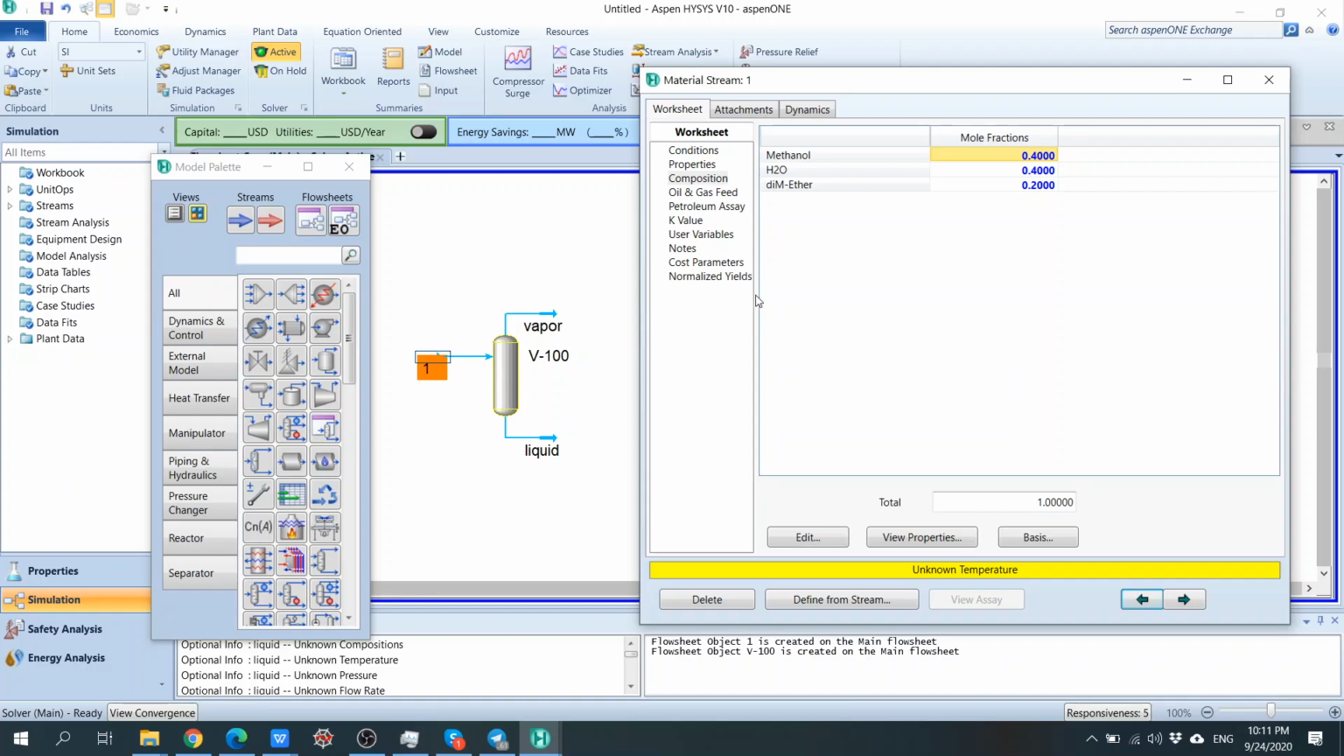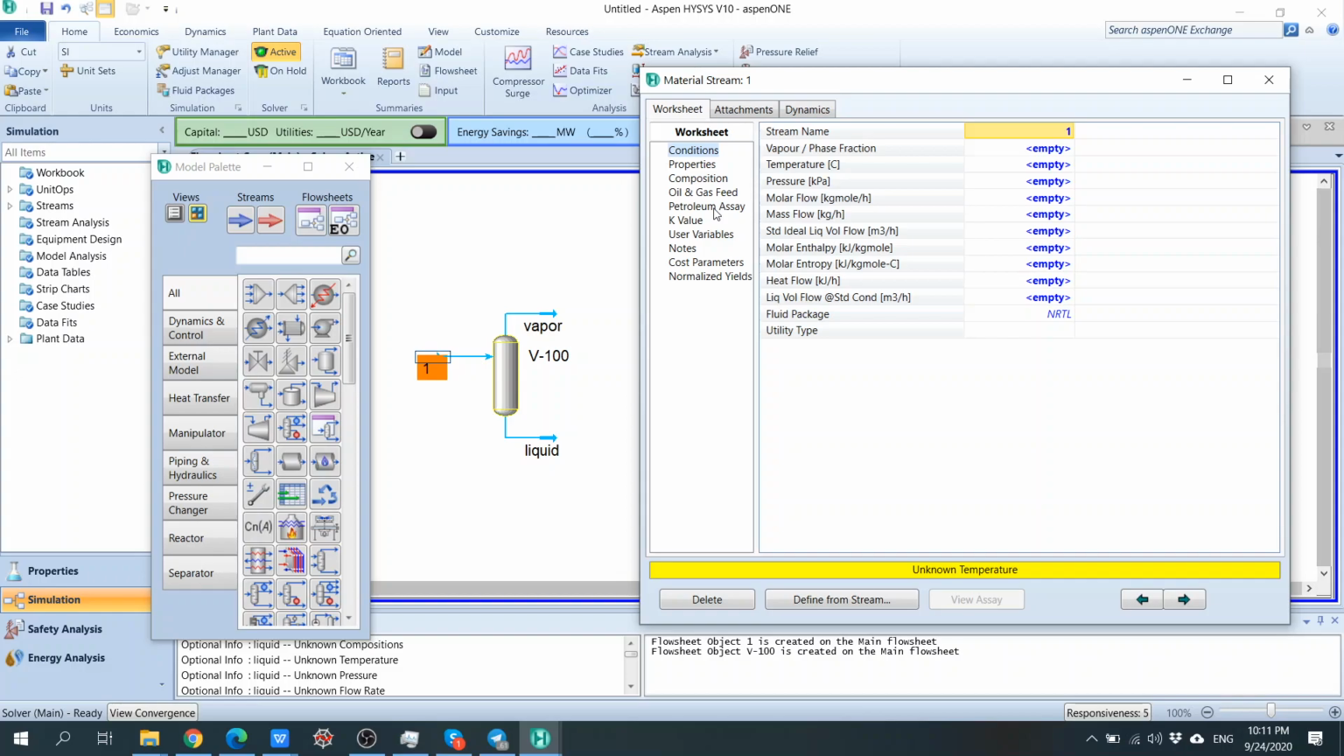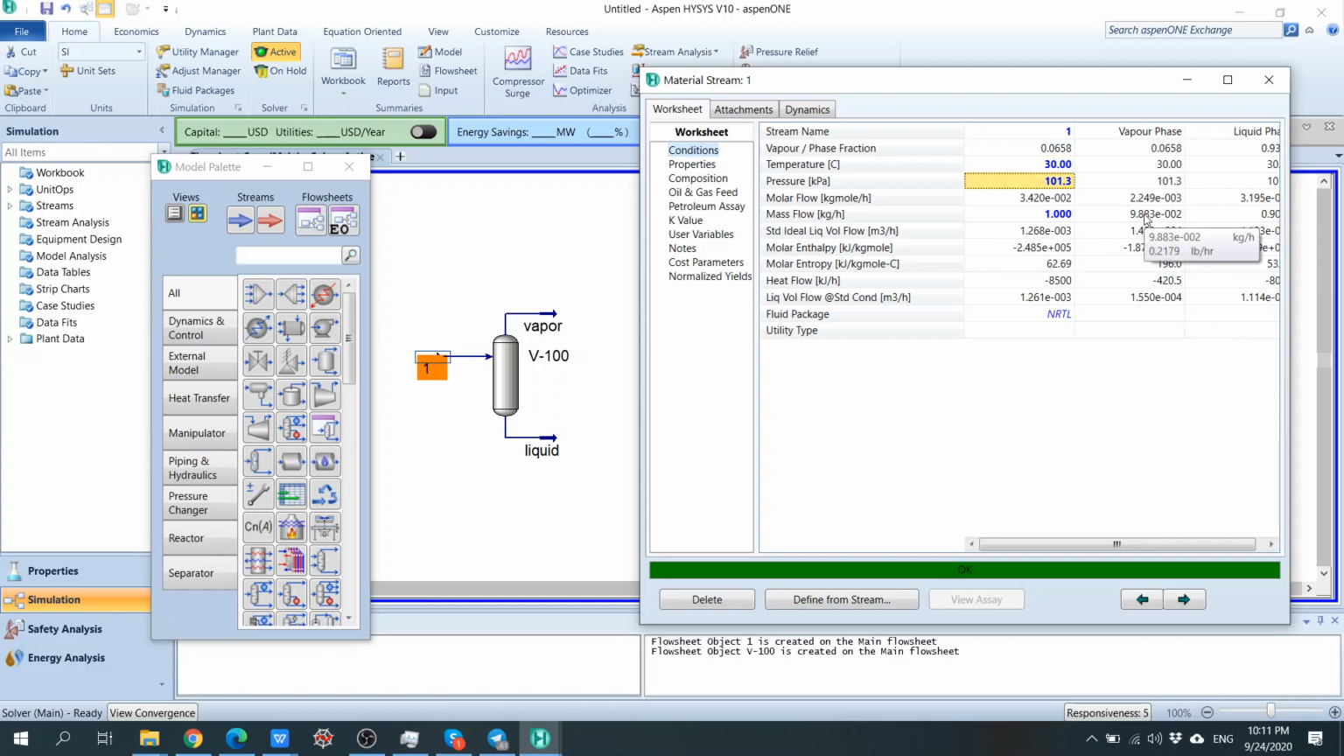So once we know the compositions, that means we need to know two more conditions, either the vapor fraction, the temperature or the pressure, so that you can calculate the condition, as we understood last time. So our flow is still 1 kilogram an hour to make it simpler. Pressure, assume it's atmospheric, 1 atm, and then temperature, assume 30 degrees C.